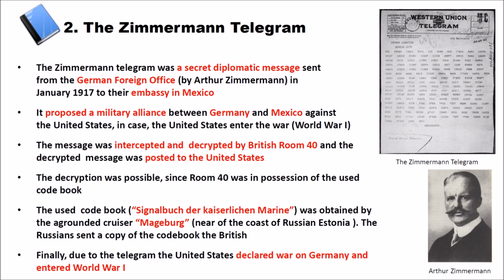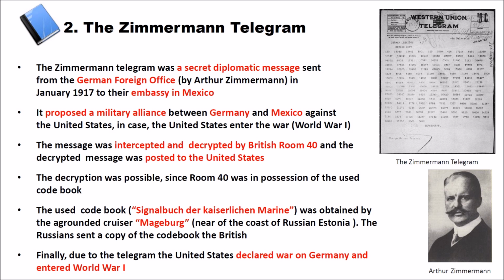The message was intercepted and decrypted by British Room 40, and then the decrypted message was passed to the United States. And the decryption was possible since Room 40 was in possession of the used codebook. That particular codebook, the so-called Signalbuch der Kaiserlichen Marine, was obtained from the grounded cruiser Magdeburg, and that ship was grounded near the coast of Russian Estonia. So the Russians went onto that ship, they obtained the codebook, and then they sent a copy of that codebook to the British. And the British Room 40 then used this codebook to decrypt the Zimmermann telegram.